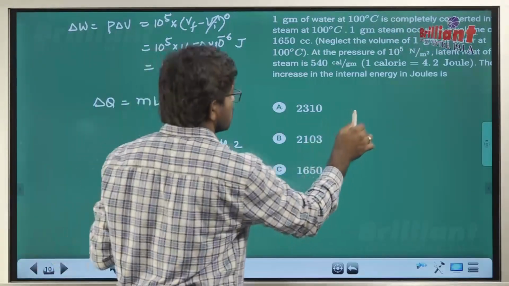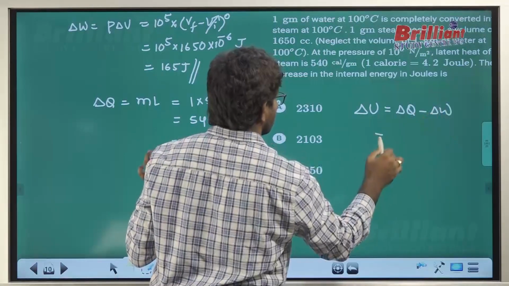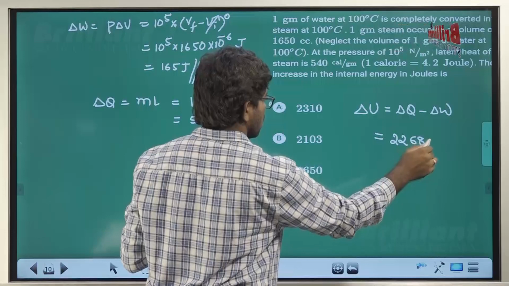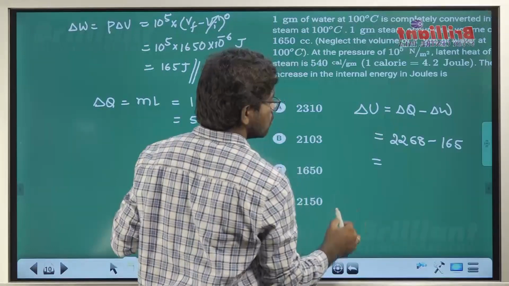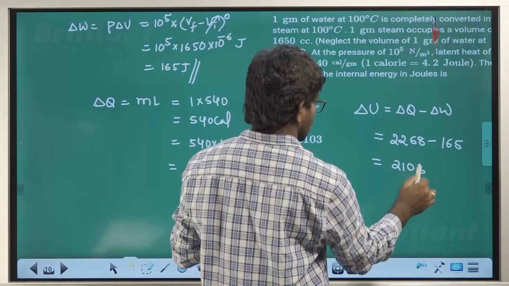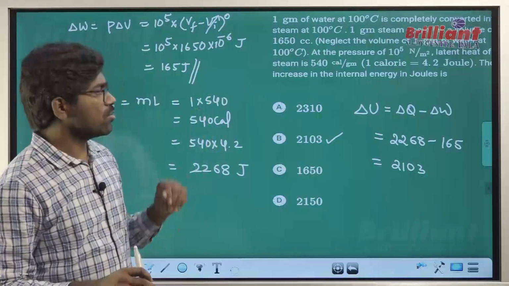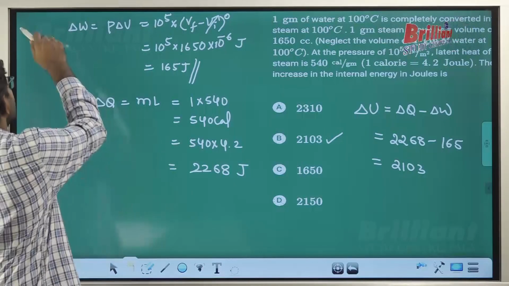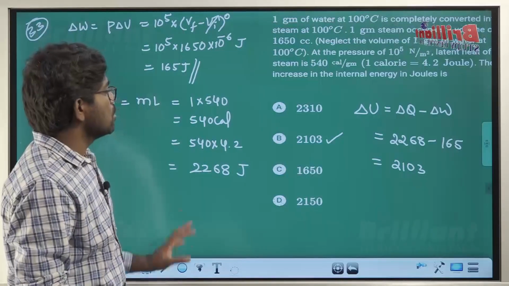Then what is the increase in internal energy? Increase in internal energy equals delta Q minus delta W. Heat supplied, you are supplying 2268 and you are doing a work of 165. So that gives you 2103. Right? That's the thing. Clear, everybody? Understood? That's the thing about this question. This is question number 33. Understood?